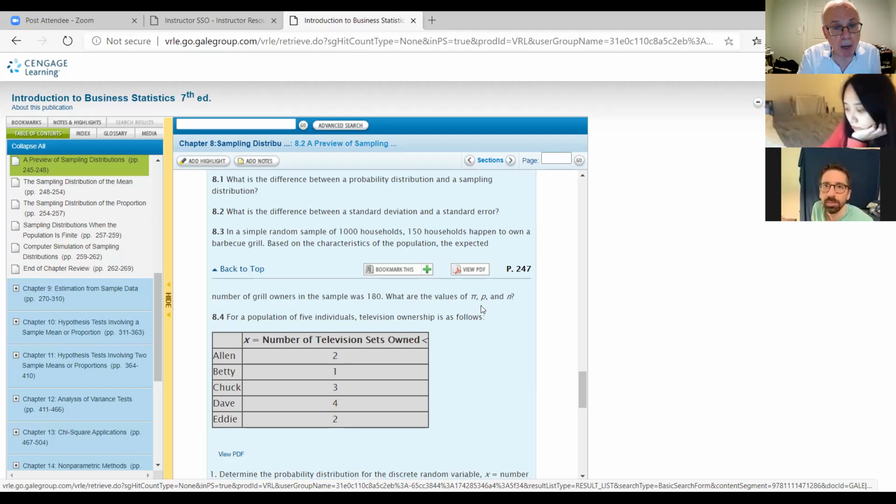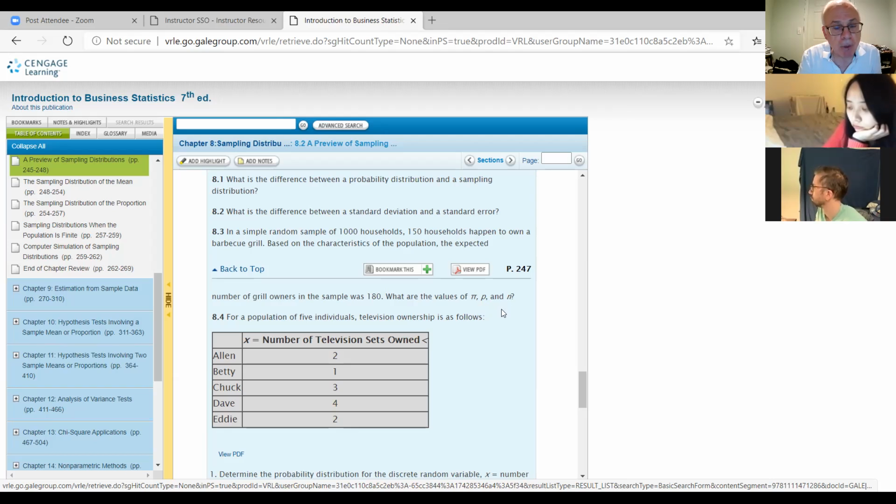Now in the book, remember pi represents the population proportion, p represents the sample proportion, and n represents the sample size. So we'll just be consistent. We'll use that for the rest of the course, instead of using something else which may confuse you.